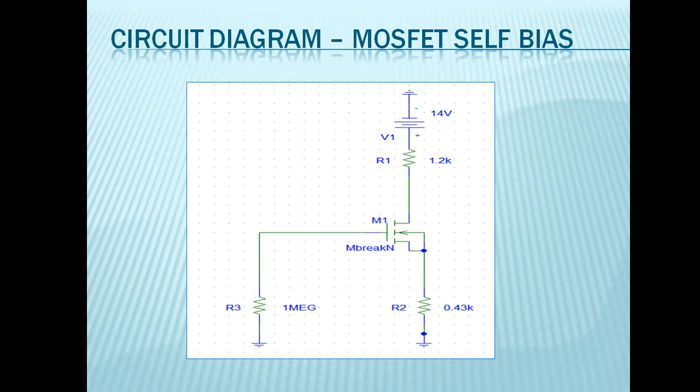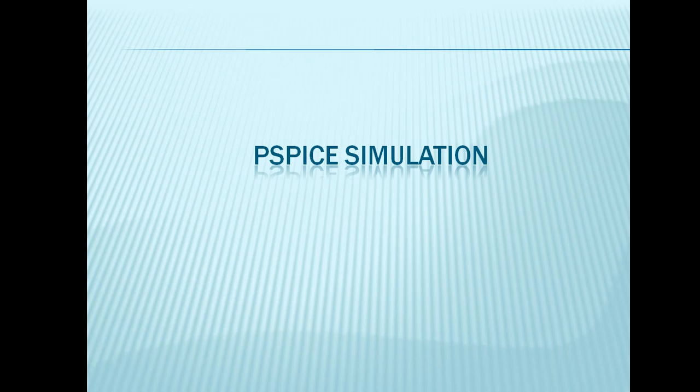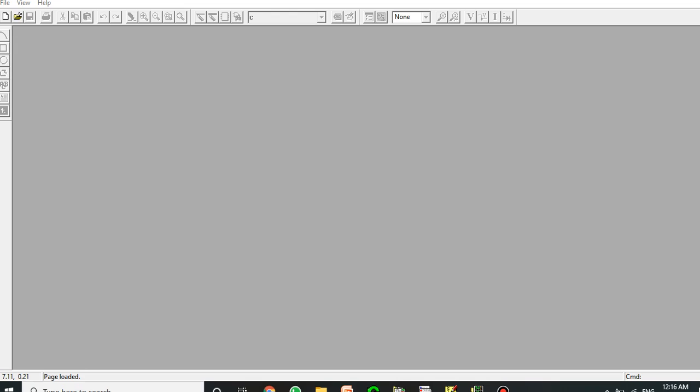The circuit diagram of MOSFET with self bias, and the circuit diagram of MOSFET with voltage divider bias. Now let's see the PSpice simulation for the various biasing of FET and MOSFET. Now let's design a circuit with FET using fixed bias.